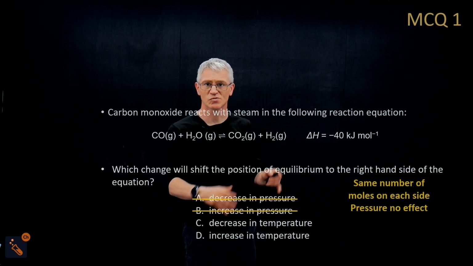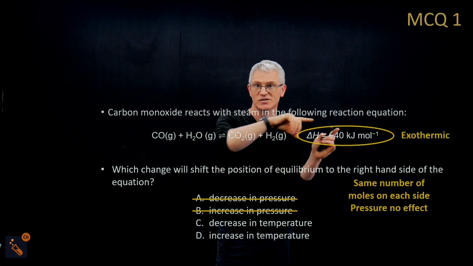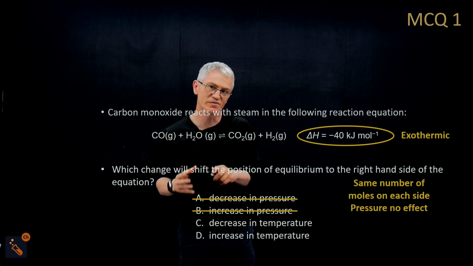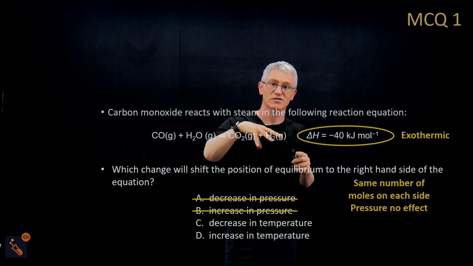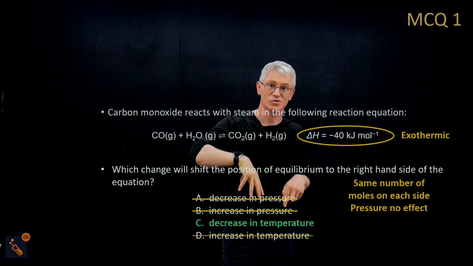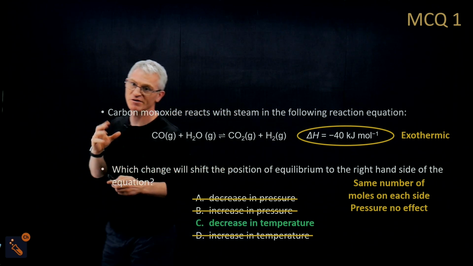We then go for temperature. Well, that is exothermic, which means if I want it to go in that direction, if I lower the temperature, it will follow the exothermic direction and get hotter, which means that I need to decrease the temperature so that it forces it to go to the right. That's your MCQ 1, very, very common.